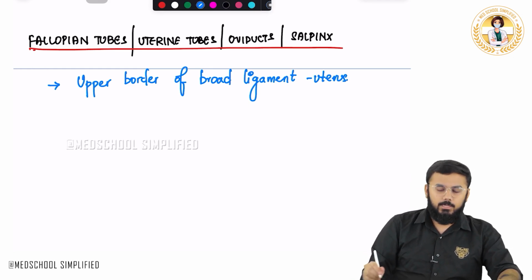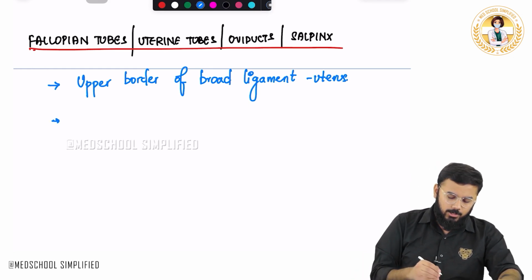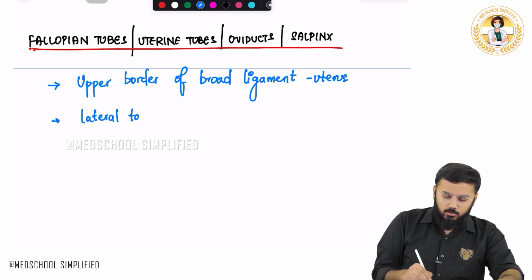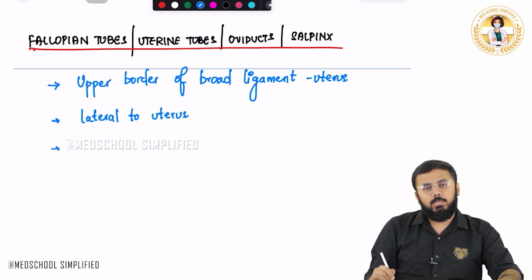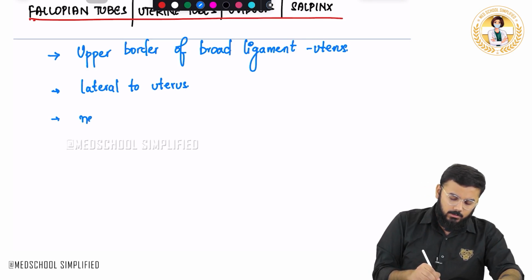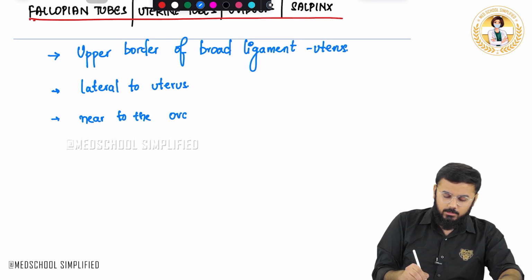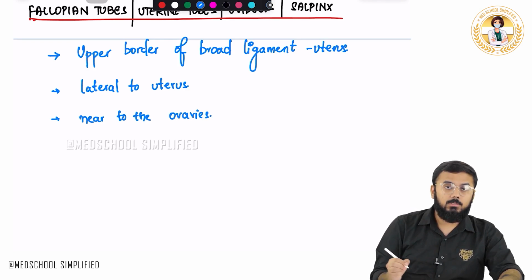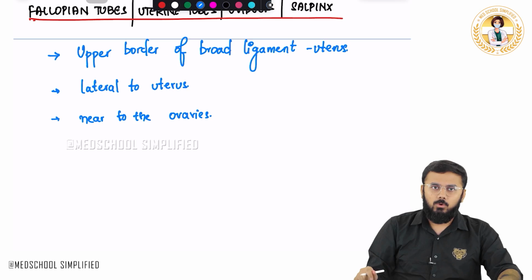Now the next important thing is that this is present lateral to the uterus. Not only lateral to the uterus, the next important thing is that this is present near to the ovaries. So this is the one that is present near to your ovaries. These are some of the important things that you need to know over here.